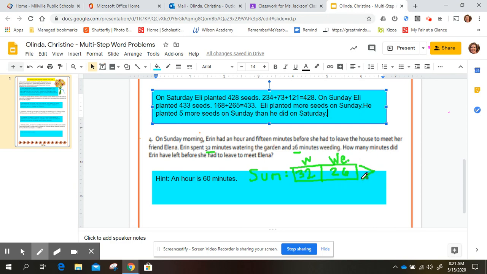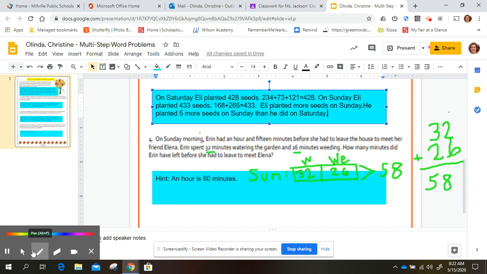So to find those total minutes, I would need to add 32 plus 26. 6 plus 2 is 8. 3 plus 2 is 5. So she spent 58 minutes in her garden. She had an hour and 15 minutes, and she gave us a hint. So we had an hour, that's 60 minutes, but she had an hour and 15 minutes. So to find the total number of minutes, I would add 60 plus 15, and most of you can do that in your head to have 75.